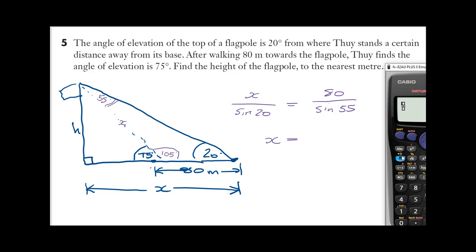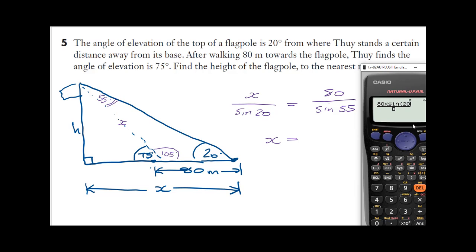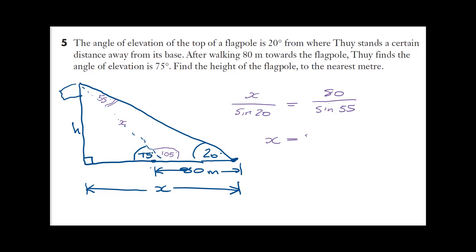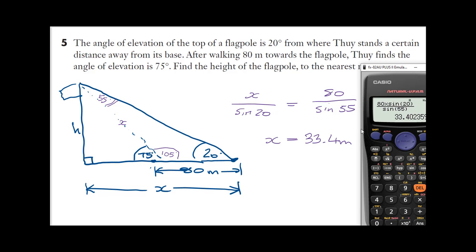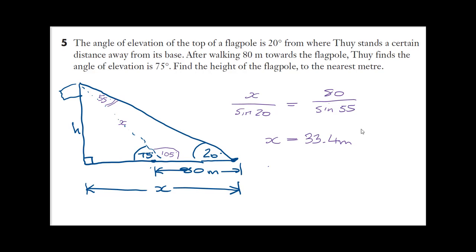It'll be 80 times the sine 20. The sine 20 will come across. I'll just bring the calculator a bit closer. And on the bottom we'll have sine 55. And that gives us, that hypotenuse is 33.4 metres. I'll just check the accuracy there. Yeah, 0.40.